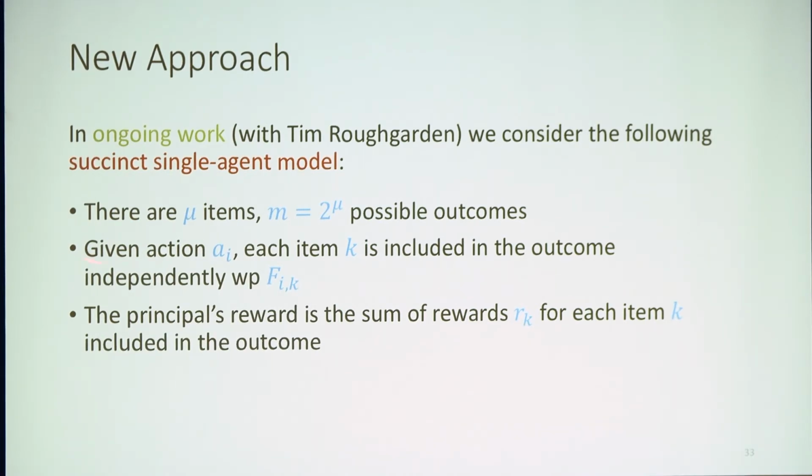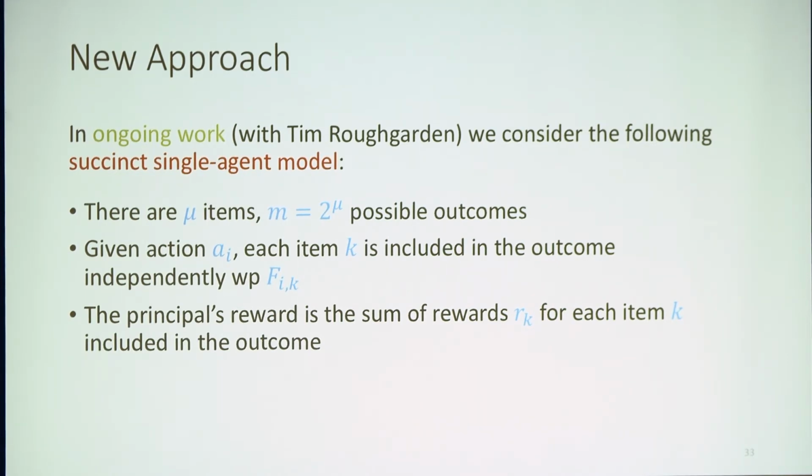What's the assumption on the rest of the model? Given an action i, we will include each item independently with a certain probability F_ik. So we have a polynomial in mu representation of the probabilities. And then for simplicity, let's just assume that the principal reward is linear. So you have a reward per item.